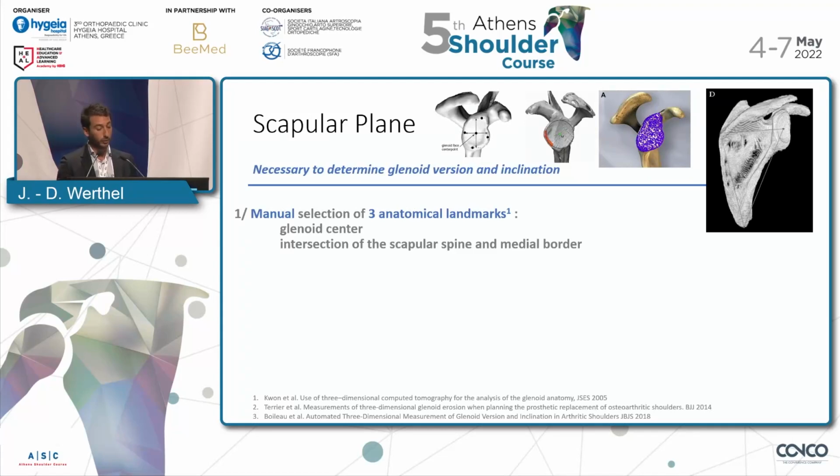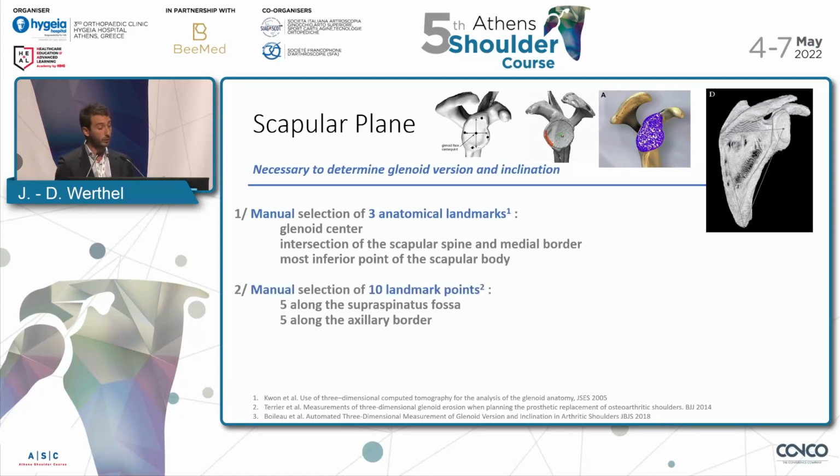Then the second point is the intersection of the scapular spine and the medial border, and that's called the trigonum scapulae. And this is a point that is not very easy to pick. It is a large point, and sometimes there is quite some imprecision in this point. And then the most inferior point of the scapular body.